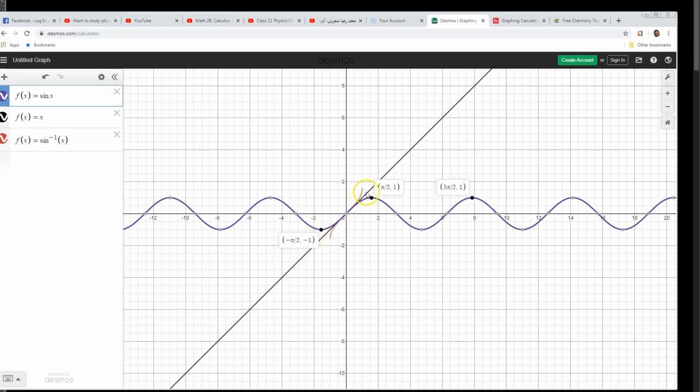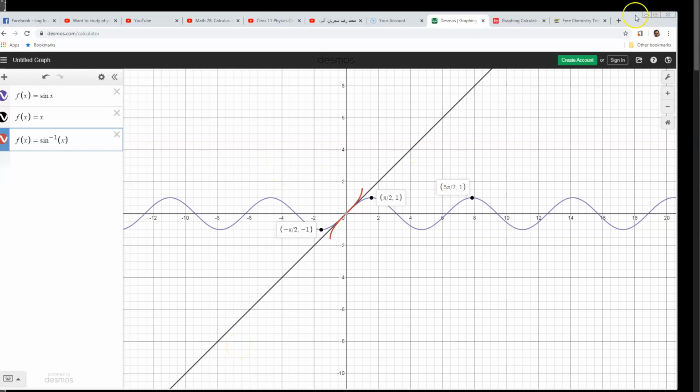For the other output you have 1 comma pi by 2. You can see that this is 1 comma pi by 2, and this is -1 comma negative pi by 2. If you take this point and swap the x and y coordinates, you will get exactly this point in the coordinate system. Moreover, if you take the point pi by 2, 1 and swap the x and y coordinates, you get 1 comma pi by 2, as you can see over here, which is pretty amazing.